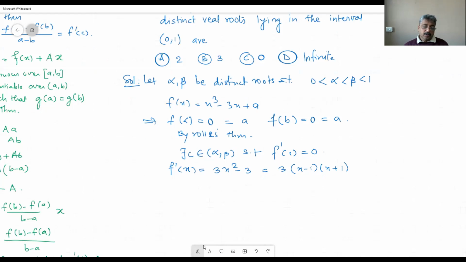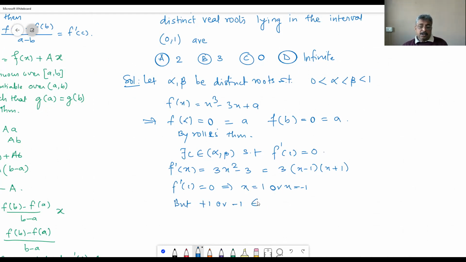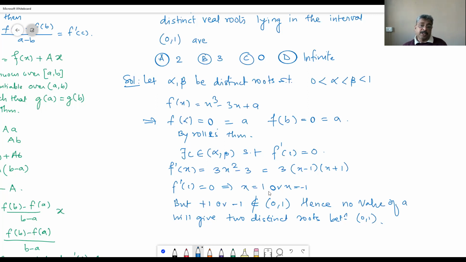So f dash of c is equal to 0 implies x is equal to 1 or x is equal to minus 1. Okay, but plus 1 or minus 1 does not belong to 0, 1, hence no solution. No value of A will give two distinct roots between 0, 1. So the option is C.